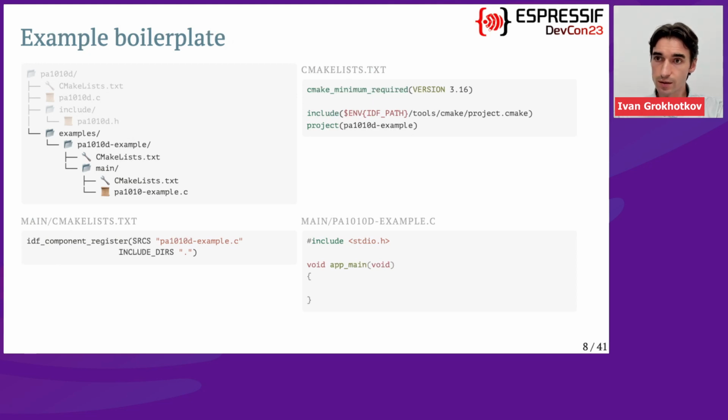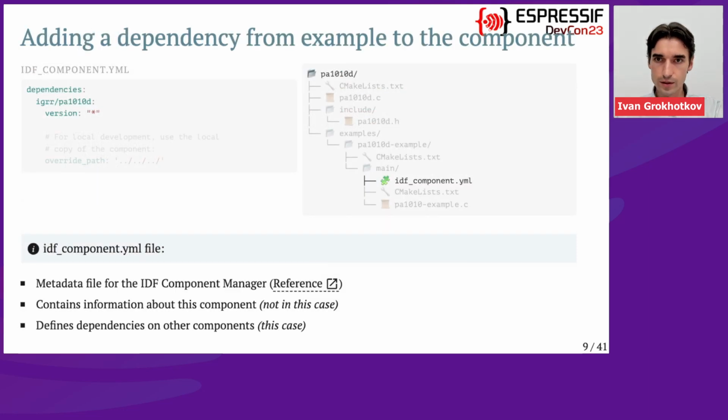We see that there is just an empty app_main function. Again, we will have to put some code inside. One thing to note here is that when we compiled this example, it didn't compile the PA1010D component, which this example is part of. To compile this PA1010D component, we will have to add a dependency. To add the dependency, we're going to create an idf_component.yml file.